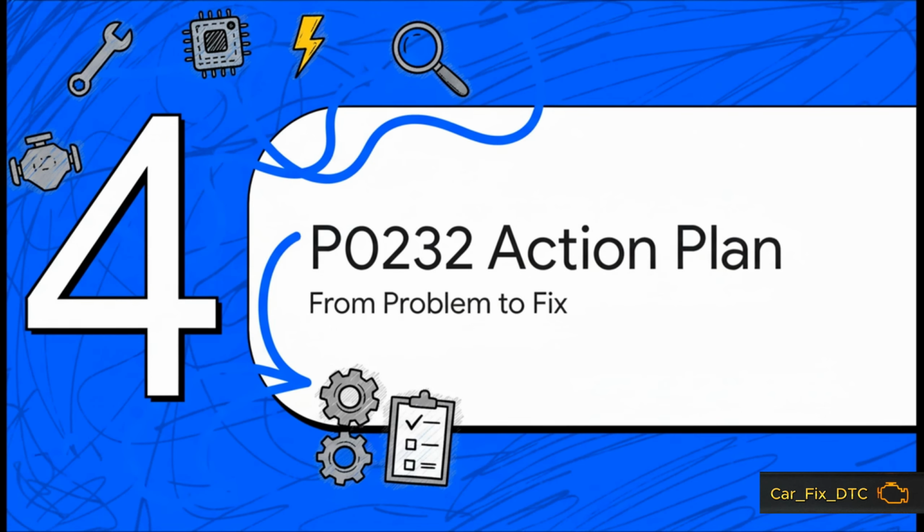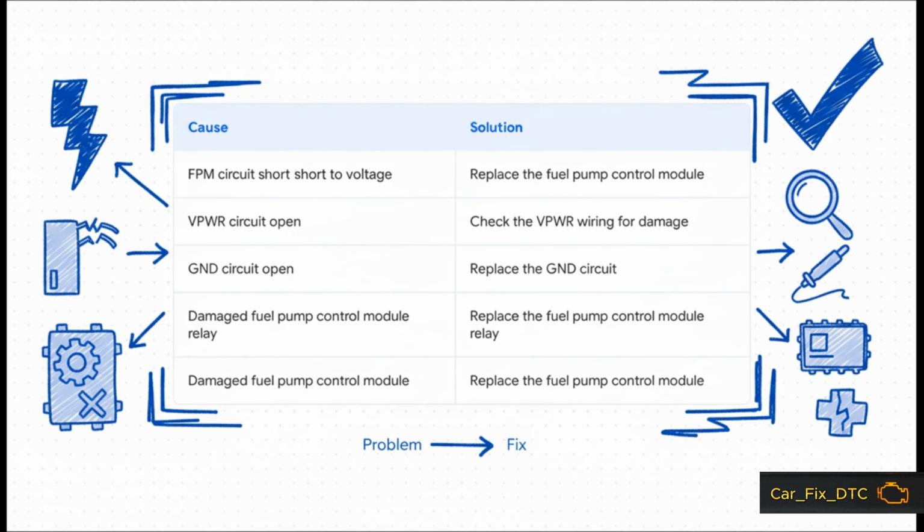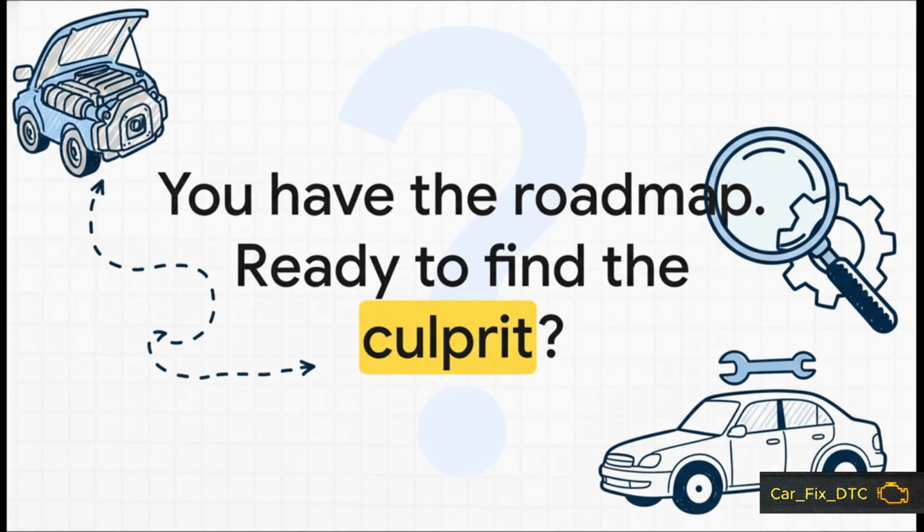Okay, so we've investigated all 5 of our suspects, and we've laid out the fix for each and every one. Now, let's pull all of this together into one clear, simple action plan that you can use. And here it is. This is your ultimate cheat sheet for the P0232 code. On the left, you've got all the potential causes, and on the right, the exact solution for each one. To find the fix, you just need to work your way down this checklist. Start with the simpler stuff, like the wiring and the relay, before you jump to the conclusion that it's the module itself.